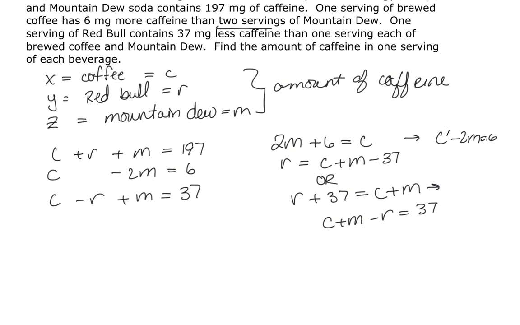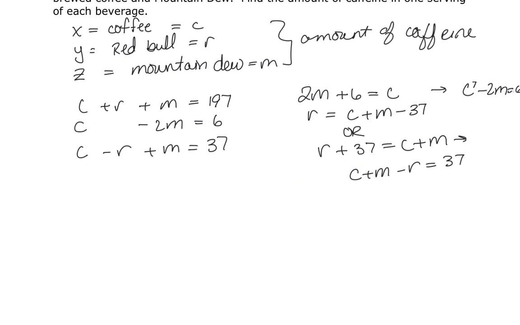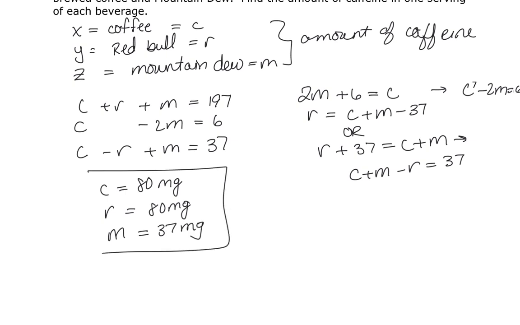Now notice you're going to want to put the variables in the same positions because it'll just make it easier later. And so I'm going to let you solve this, and hopefully what you got is the coffee is 80 milligrams. The Red Bull is 80 milligrams. And the last one, which is Mountain Dew, hopefully you got to be 37 milligrams. And that is it for this video.